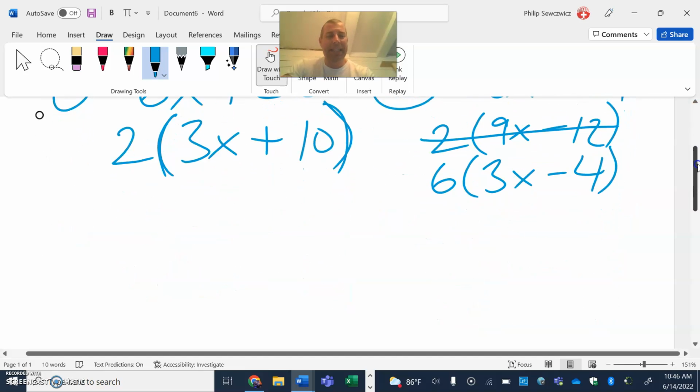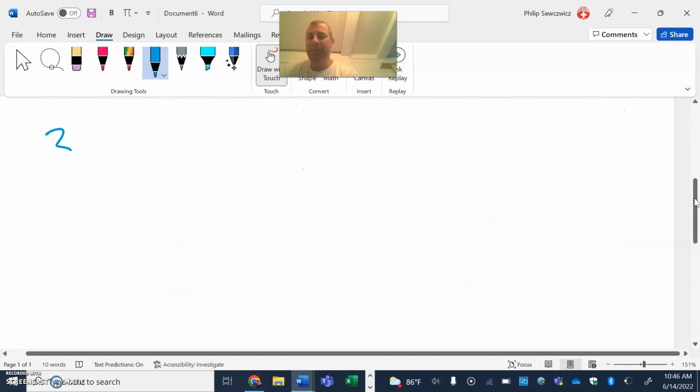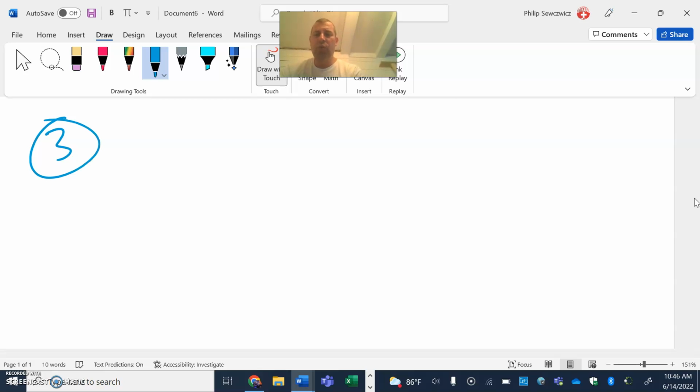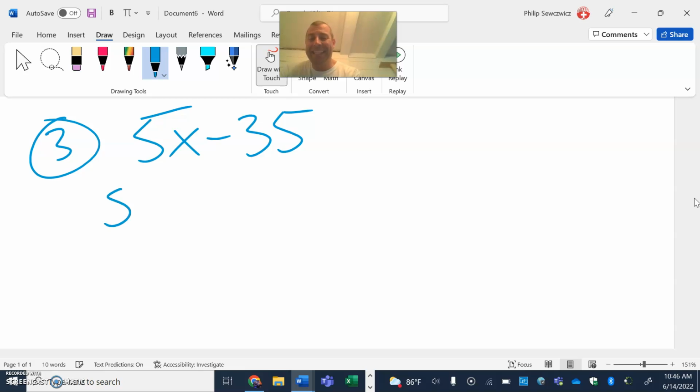All right, let's try question number 3. And again, greatest common factor is what we're after. So let's try 5x minus 35. Now the nice thing about this particular problem is 5. The only number you can divide by 5 is 5. So that's the only spot I can work off of.